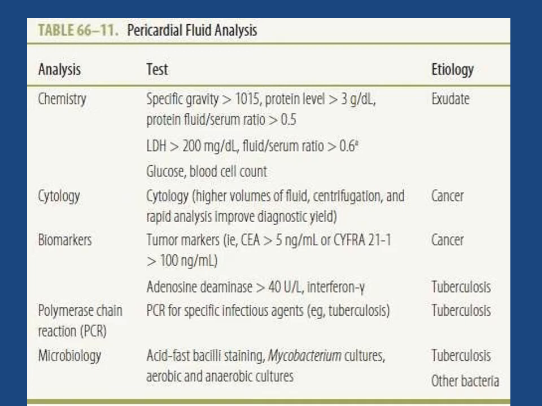In the case of malignancies, we can perform cytology and different tumor markers like carcinoembryonic antigen. In the case of tuberculosis, an adenosine deaminase (ADA) level greater than 40 units per liter will be identified. And we can also perform PCR for infectious agents like tuberculosis. In the case of other bacteria, we can perform aerobic and anaerobic cultures of the pericardial fluid to determine the cause of the pericardial effusion.